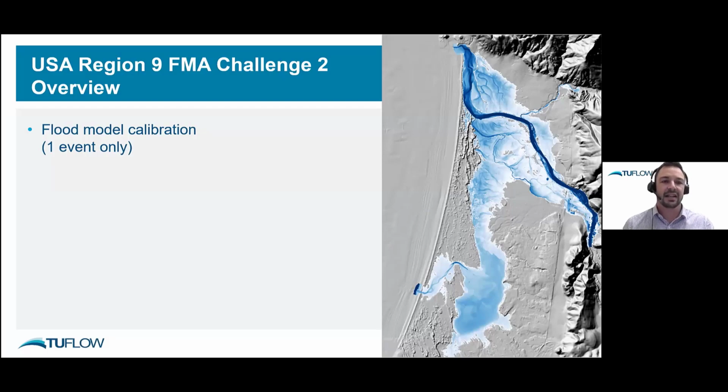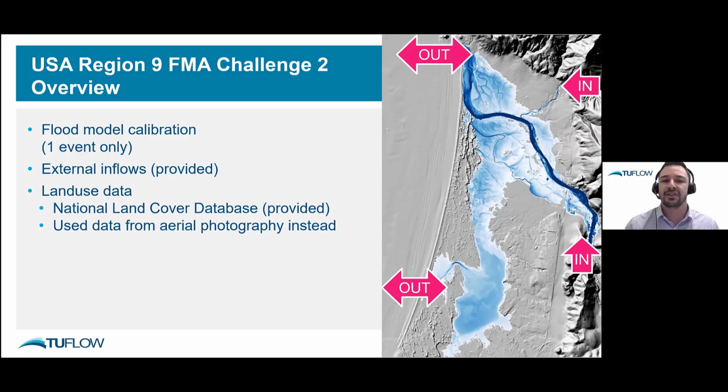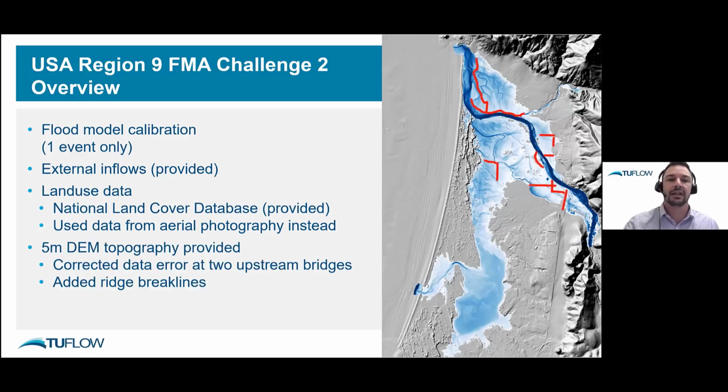This here is a data set from FEMA Region 9 in the US. They issued a challenge back in 2019, I think it was, where it was a model data set. It was just one event. They provided the inflows. They provided the land use data. We actually didn't end up having to remap that ourselves because the national land cover database just wasn't of good quality. And they provide a 5 meter DEM.